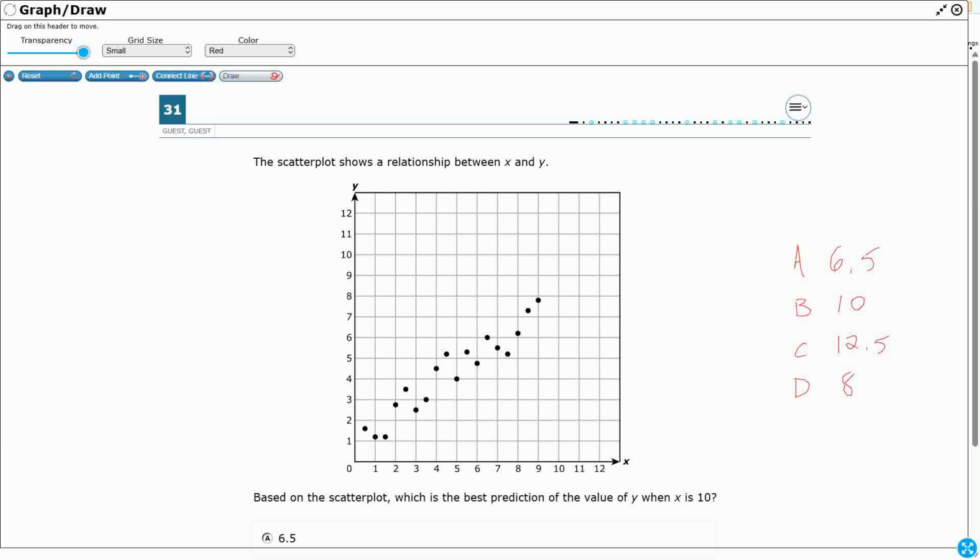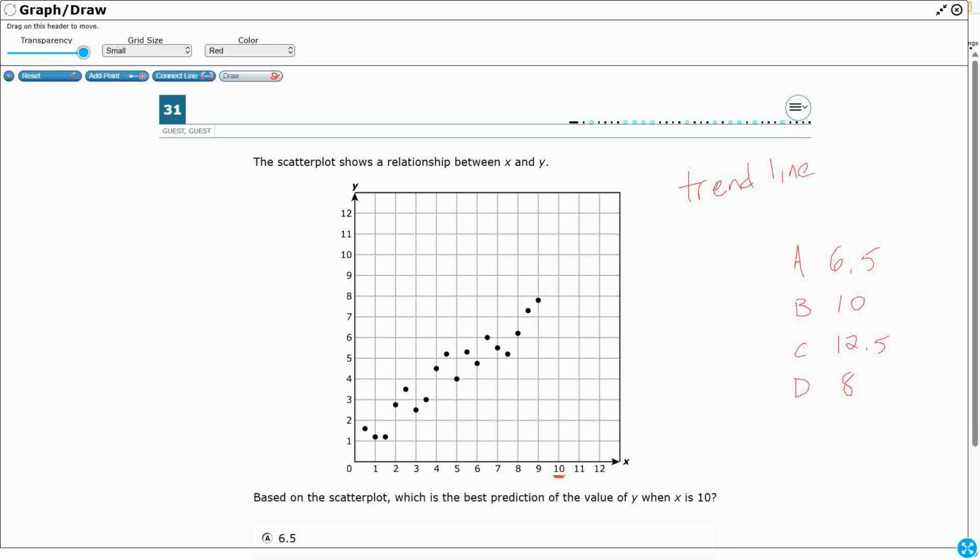All right, so we are looking at the scatter plot here, and we're trying to find the best prediction of the value of y when x is 10. So x is going to be 10, which is very close to the end of our scatter plot, so that's helpful. So let's draw a trend line. When we're dealing with the trend line, we're wanting to find a line of best fit where about half of the data points are above and about half the data points are below.